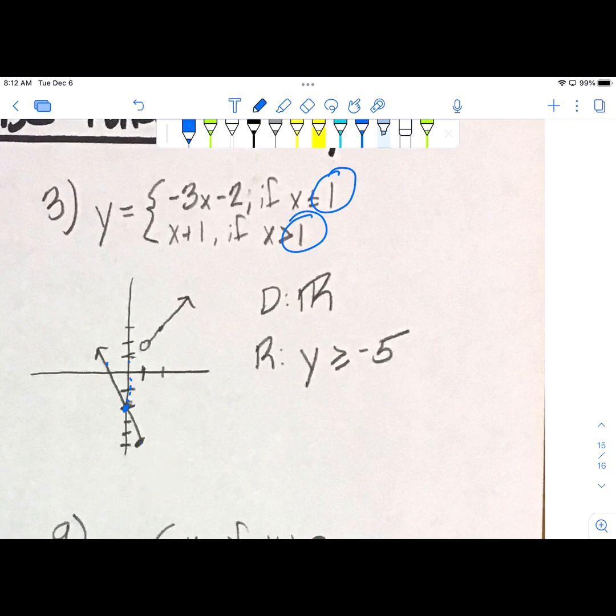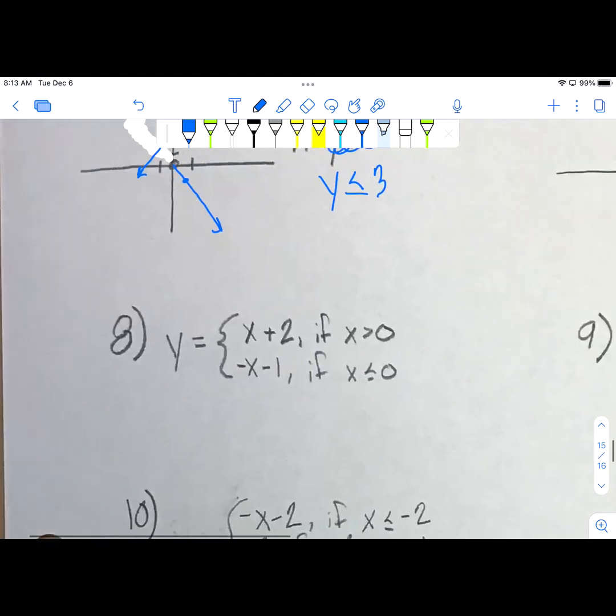And then for the other one, I went up 1, over 1 for that dot, and we want when x is greater than 1. Again, our domain is all real numbers. Our range, the bottom value here, is -5. We want everything above. All of these work. All these above work for our range.